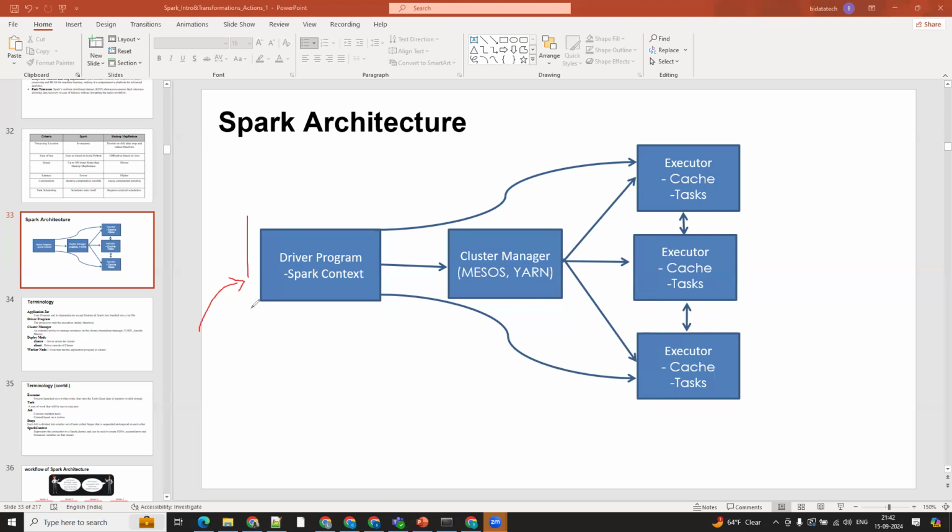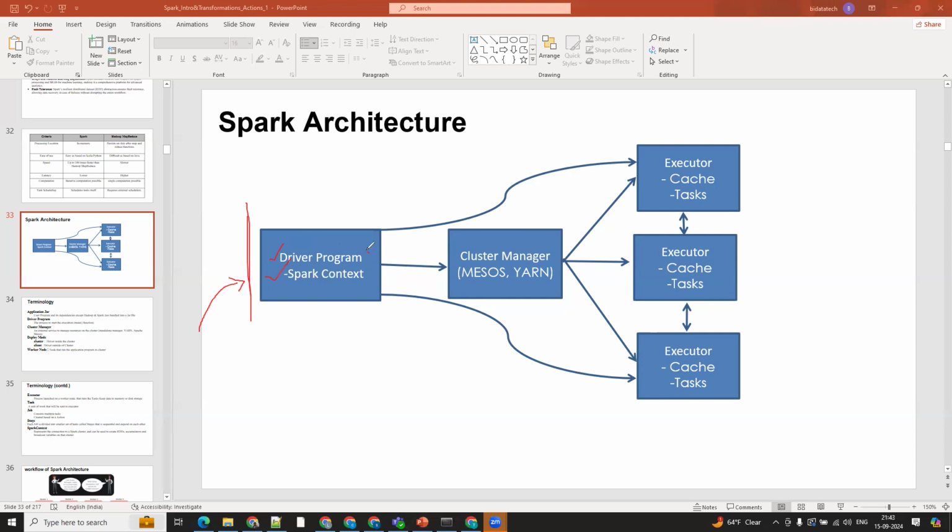What this manager will do is, here we have a driver program, right? Driver program is the main entry point. This guy will accept the program from the client. Client means we are the clients, the user, I can say. This guy will accept the program from the user and he will initiate the Spark context or Spark session, I can say.